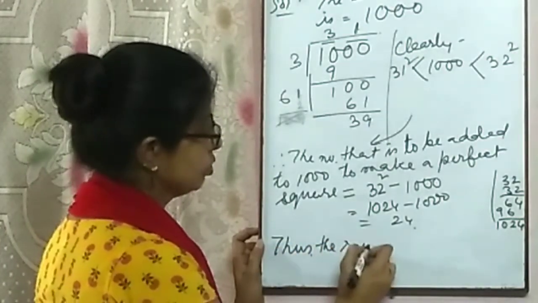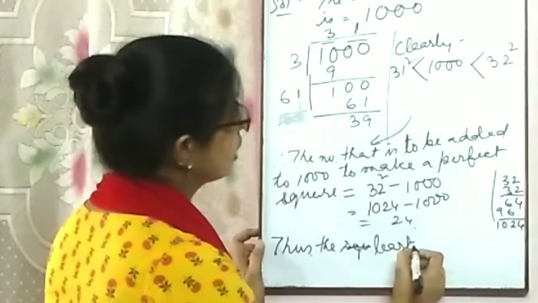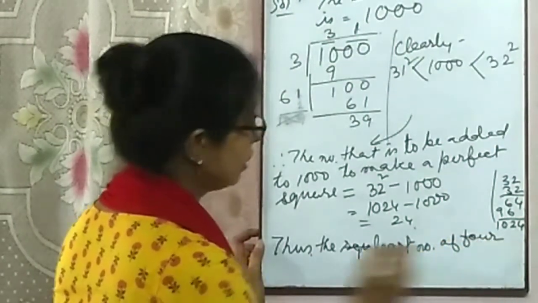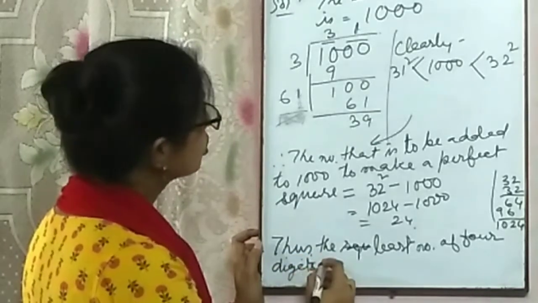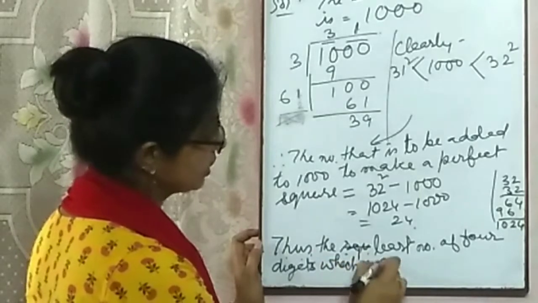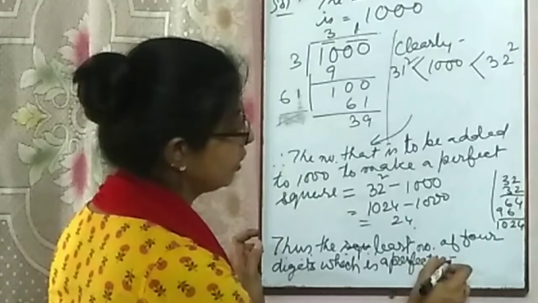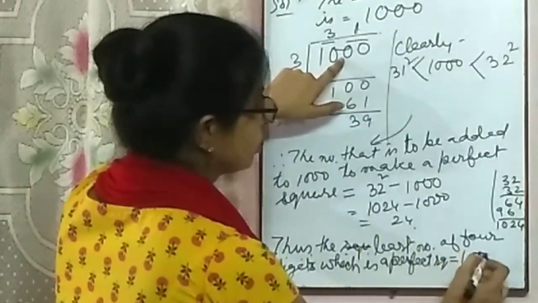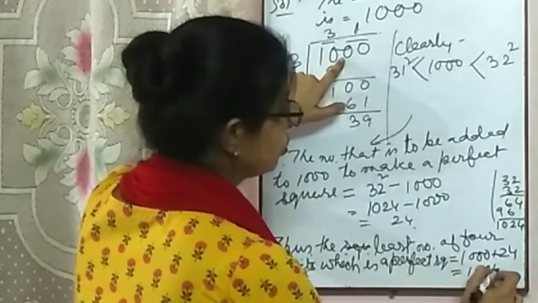the least number of 4 digits which is a perfect square is equal to this 24 added to 1000, which is 1024.